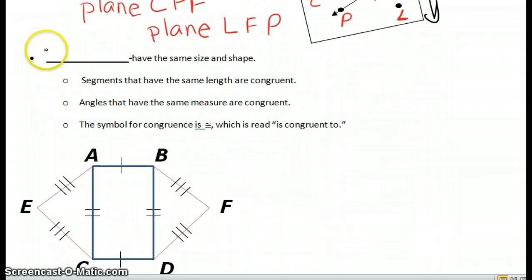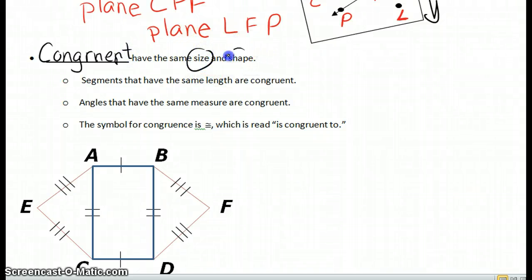Our next definition is a very familiar word to you. It is congruent. That means to have the same size and the same shape. When we think about congruent objects in geometry, we can talk about segments, we can talk about angles, we can talk about shapes. Anything can be congruent in geometry.